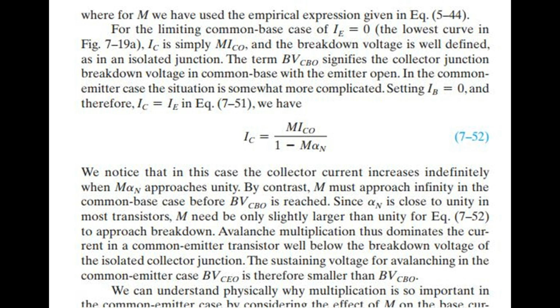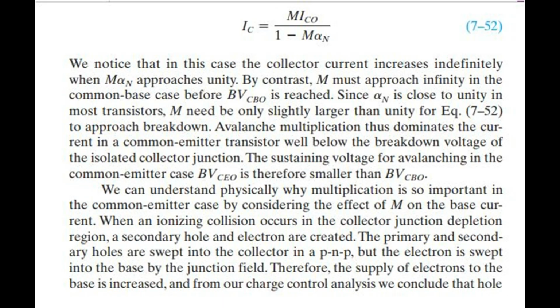Since A is close to unity in most transistors, M need be only slightly larger than unity for Eq. 7-52 to approach breakdown. Avalanche multiplication thus dominates the current in a common emitter transistor well below the breakdown voltage of the isolated collector junction. The sustaining voltage for avalanching in the common emitter case, BVCEO, is therefore smaller than BVCBO. We can understand physically why multiplication is so important in the common emitter case by considering the effect of M on the base current. When an ionizing collision occurs in the collector junction depletion region, a secondary hole and electron are created. The primary and secondary holes are swept into the collector in a PNP, but the electron is swept into the base by the junction field.